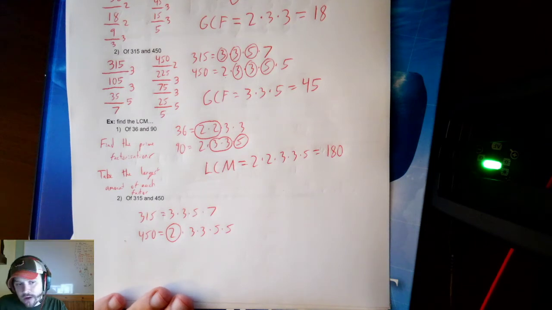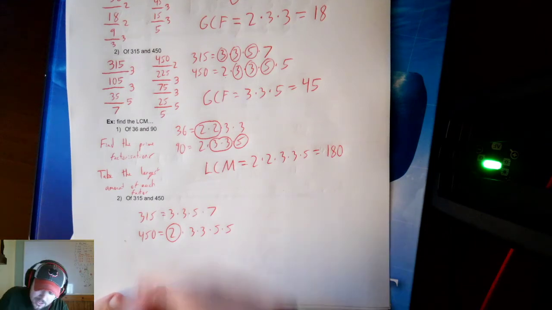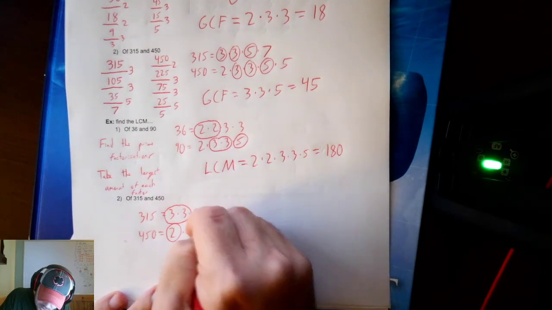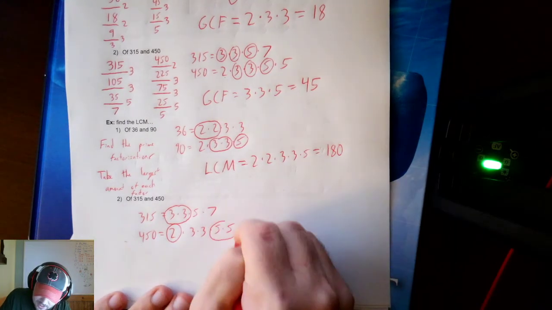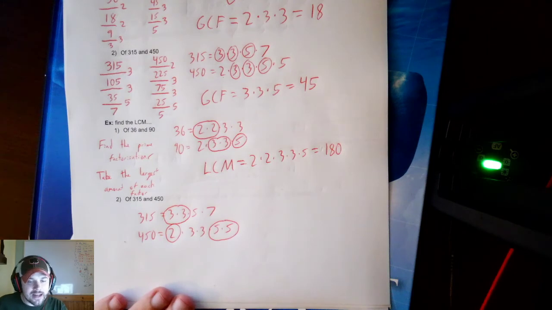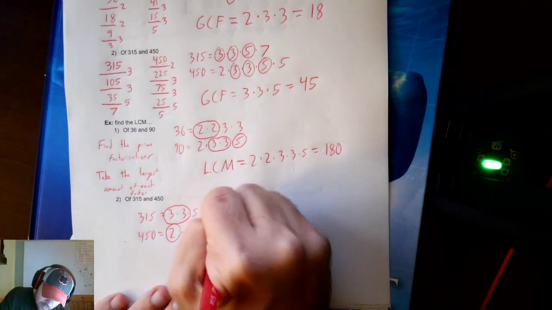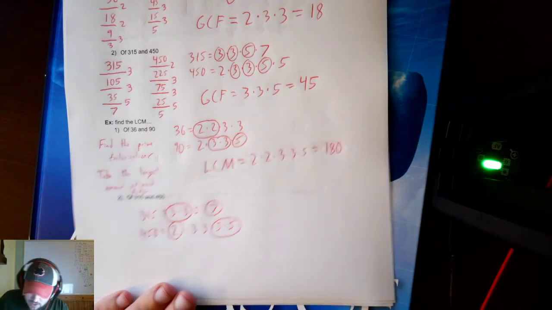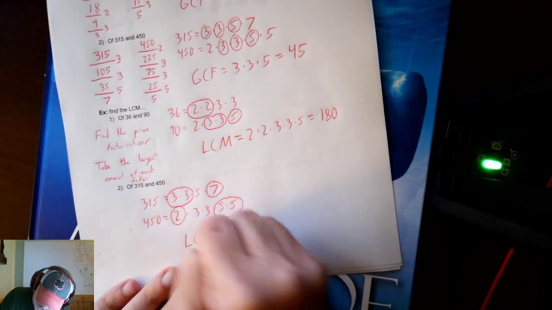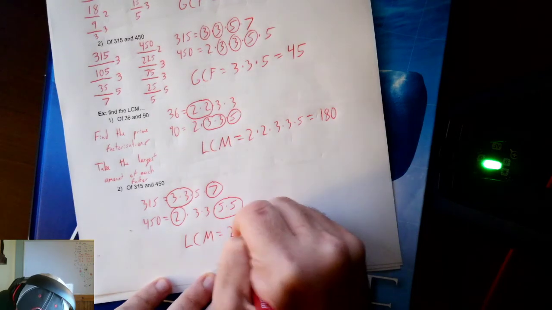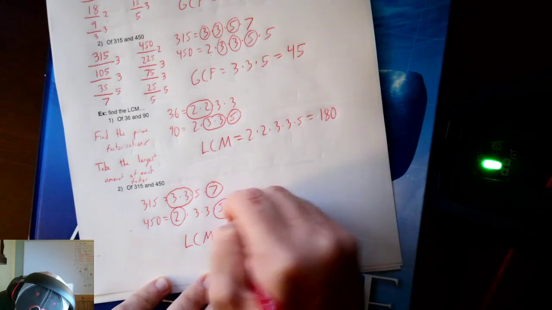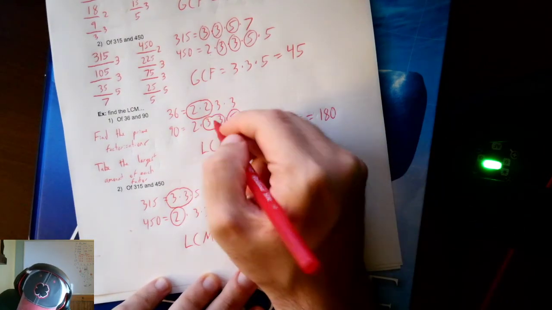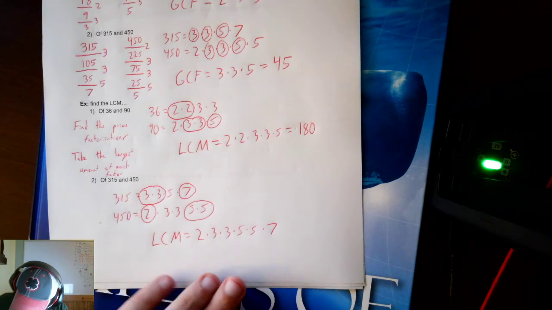Let's move on to 3. Which has more 3's? They've got the same amount. I'm going to take these ones. It doesn't matter if I took these ones or these ones, because they have the same amount. Next, we move on to 5's. This one has more 5's. Then lastly, we move on to 7's. This one has more 7's. So for my answer, the LCM is equal to 2 times 3 times 3 times 5 times 5 times 7. I take the numbers I circled, just like I did before.